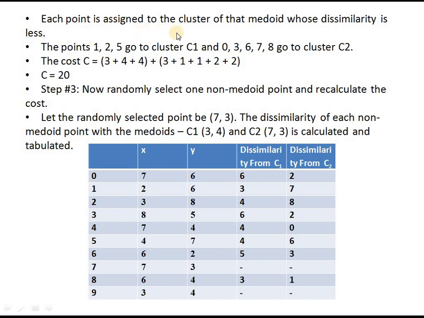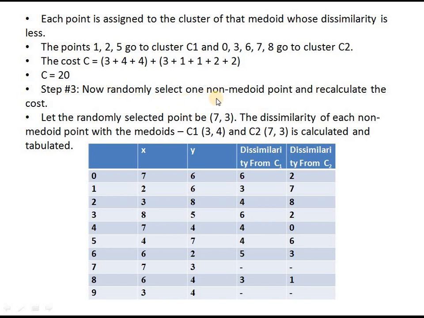Each point is assigned to the cluster of that medoid whose dissimilarity is less. The points 1, 2 and 5 go to cluster C1, and 0, 3, 6, 7, 8 go to cluster C2. The total cost we get is 3 plus 4 plus 4 plus 3 plus 1 plus 1 plus 2 plus 2, that's it, 20.